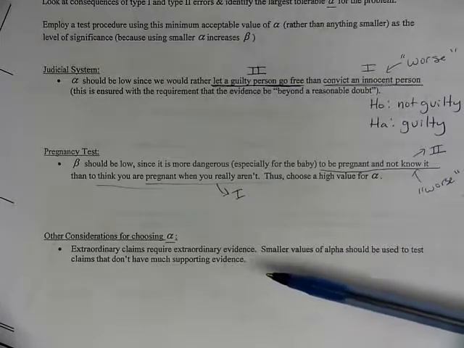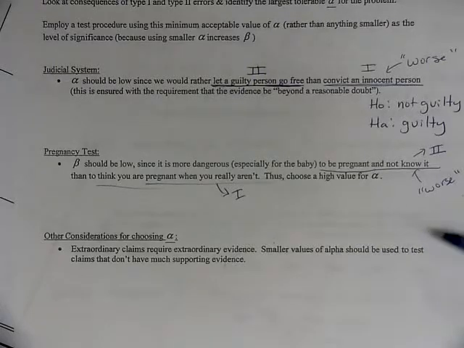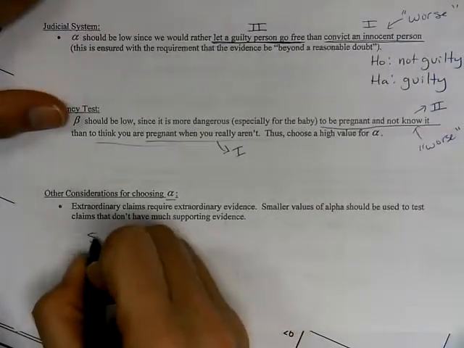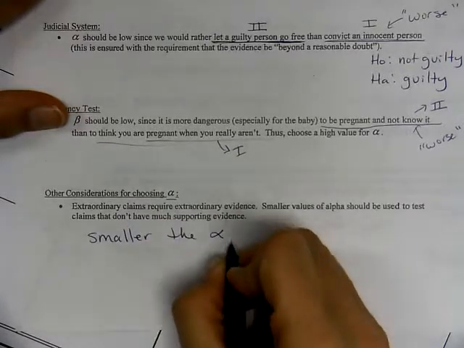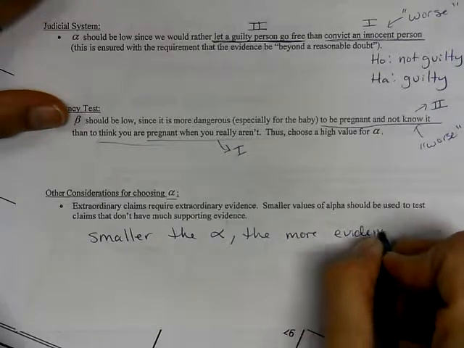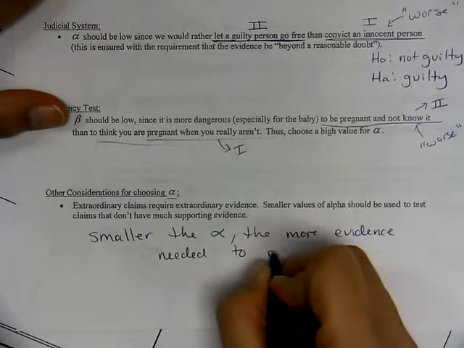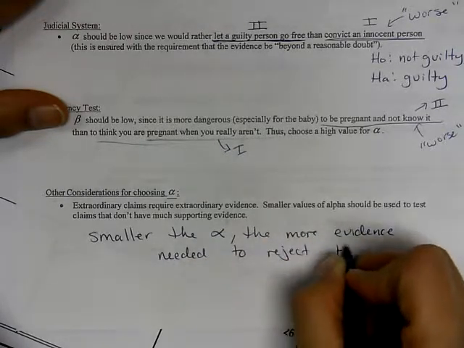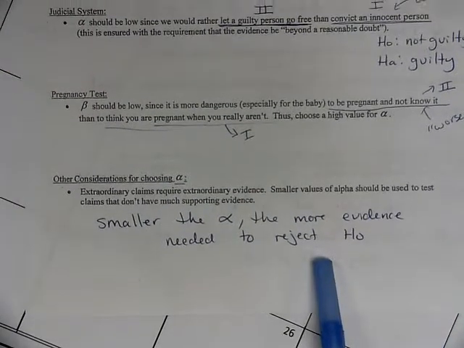So extraordinary claims require extraordinary evidence. Smaller values of alpha should be used to test claims that don't have much supporting evidence. Okay, so just think, the smaller the alpha value, the more evidence needed to reject our null hypothesis. Because this is what we're assuming to be true.